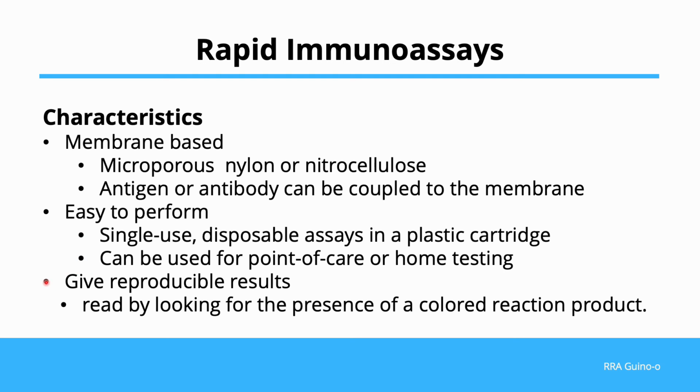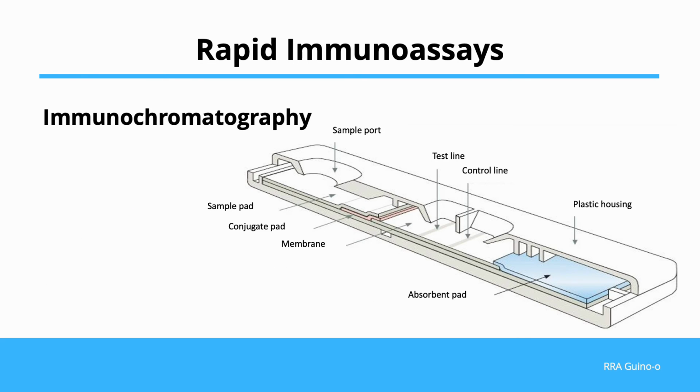They can also give very reproducible results because they are only read by looking for the presence of a colored reaction product. So it is very easy to read our rapid immunoassay. One of the most common rapid immunoassays being employed today is the immunochromatography kit. This is an easy-to-use one-step kit that allows for the qualitative detection of targets in a patient sample. In this figure, you can see a cross-section of an immunochromatography kit and its different parts.